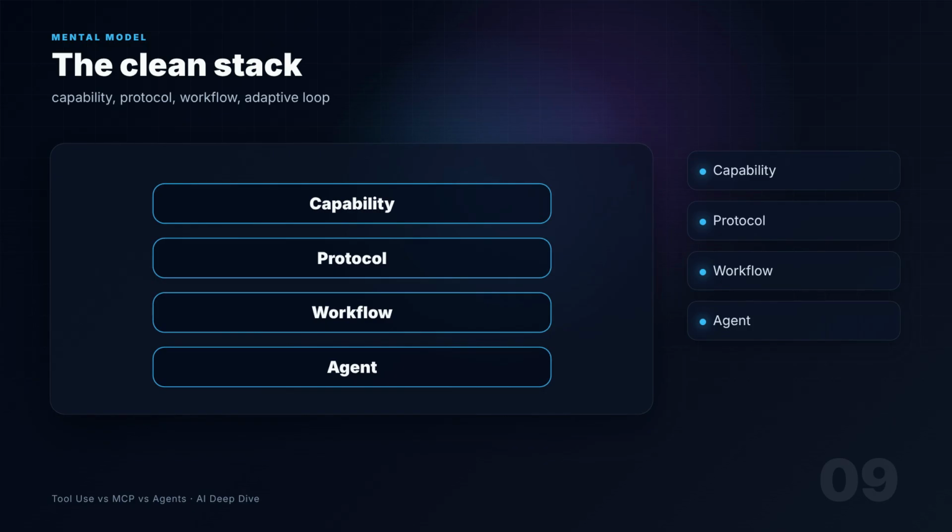For tool use, ask, is the schema clear, safe, and reliable? For MCP, ask, is the integration portable, permissioned, and observable? For workflows, ask, are the steps deterministic and testable? For agents, ask, can the system recover from surprises, evaluate progress, and stop safely? The future is not everything becomes an agent. The future is layered AI systems: simple tool calls where possible, workflows where reliable, MCP where interoperability matters, and agents where adaptation is worth the risk.